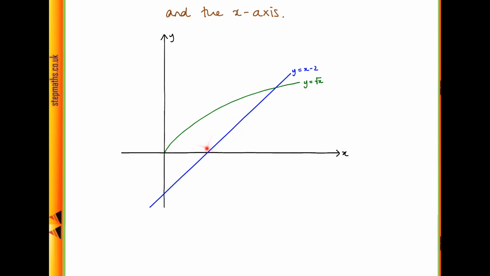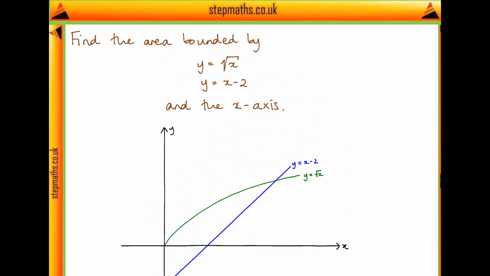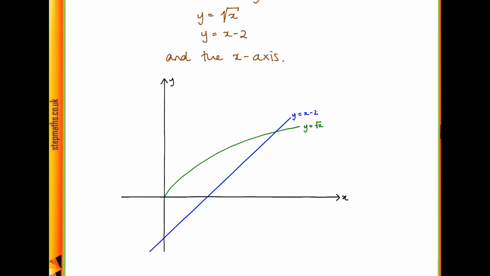So these two lines are the lines that they give us. And we want to find the area between these two and the x-axis. And so that's just this area that I'm shading in here. Alright, so I reckon it's going to be easier to find the area underneath this y equals root x curve up to this point where it crosses the y equals x minus 2 curve, and then take off this triangle.